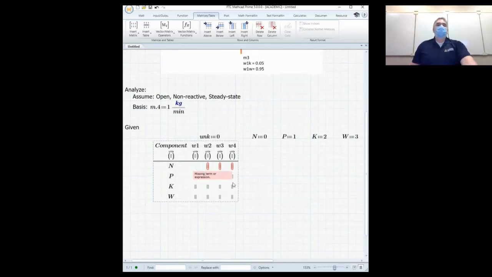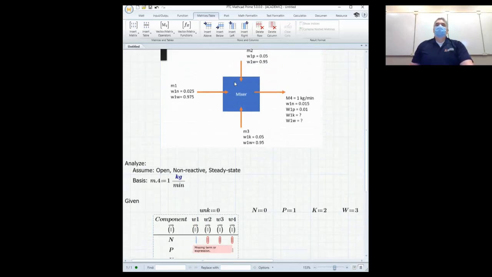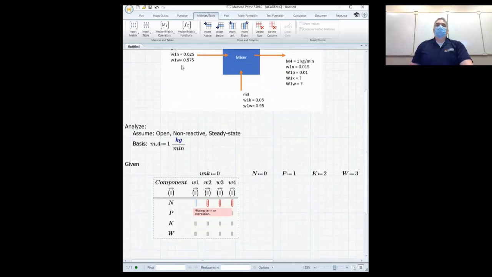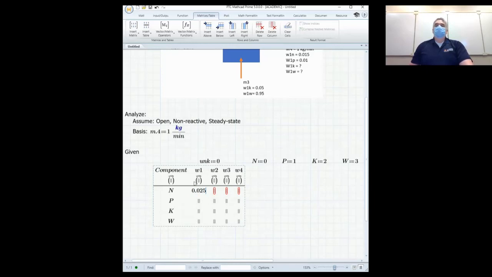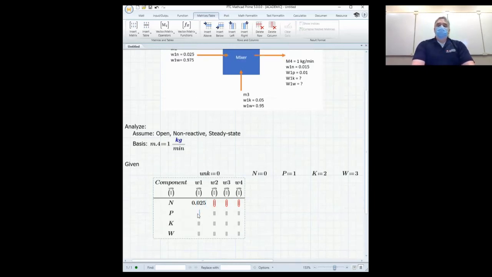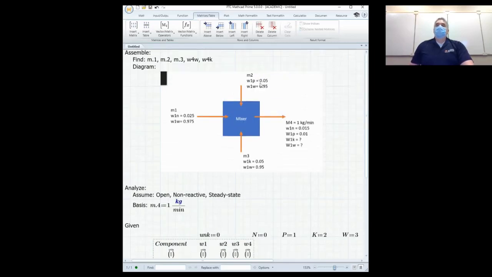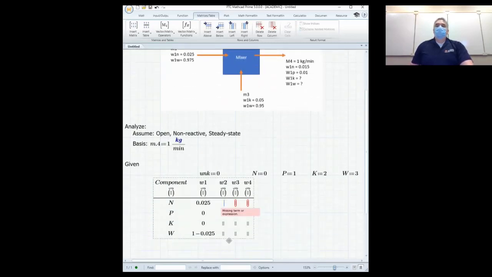So here now, I'm going to get the numbers from this system here. So W1, the nitrogen in stream 1, is 0.025 here. We know there's no phosphorus in this, and there's no potassium. Now one way to make sure that you don't make an error like I did is you could do something here where you go 1 minus that 0.025 to make sure that you've got the right number there. Stream 2 has got no nitrogen.